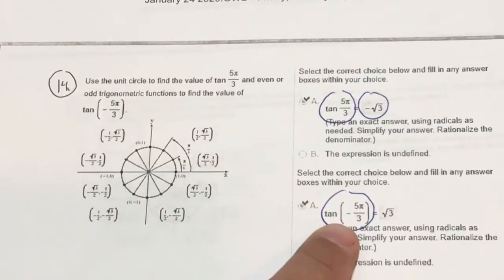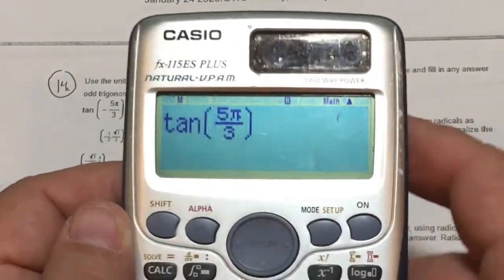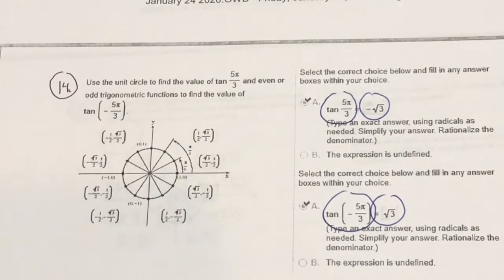And then to find the tangent of negative 5 pi over 3, I'm just going to back arrow into my original question and make it a negative out in front. Enter, and that would give me positive root 3. So pretty quick calculator team.